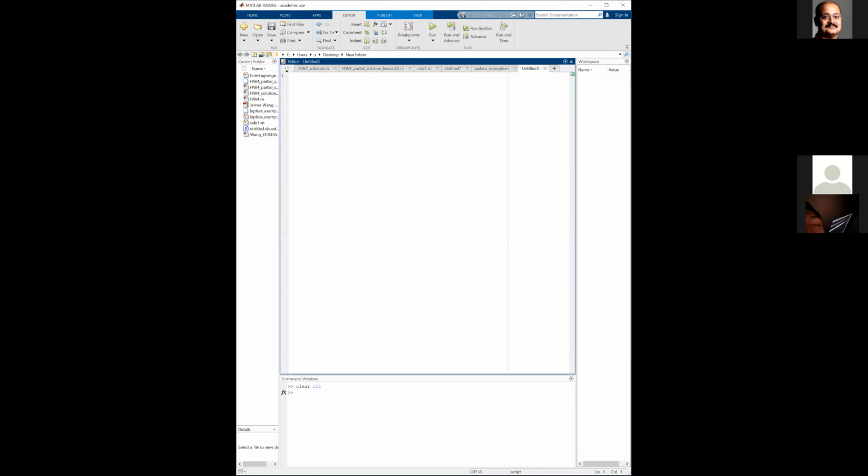So now you should be seeing my MATLAB command prompt. Let me make sure that everyone can see my MATLAB command prompt. So the first thing I want to do is solve analytically.